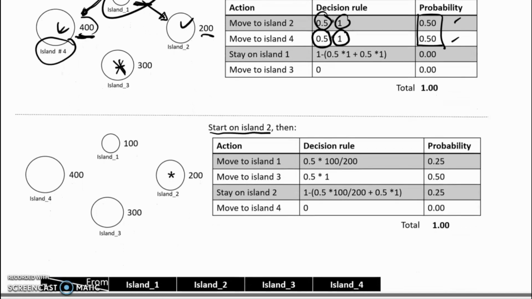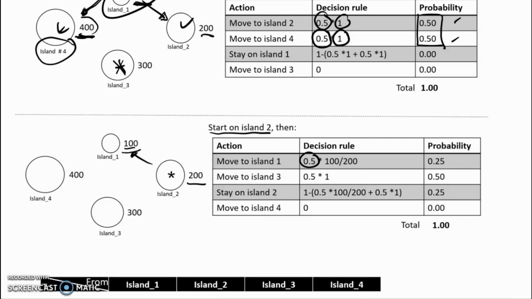So now the politician is on island number 2. And the politician can look to island number 1. There's a 50% chance they look in that direction. If they look in that direction, because the population is smaller here than here, then the probability of moving is only 100 over 200. So the probability the next day that they would be on island number 1 is 0.25. There's a 50% chance that they look to island number 3.